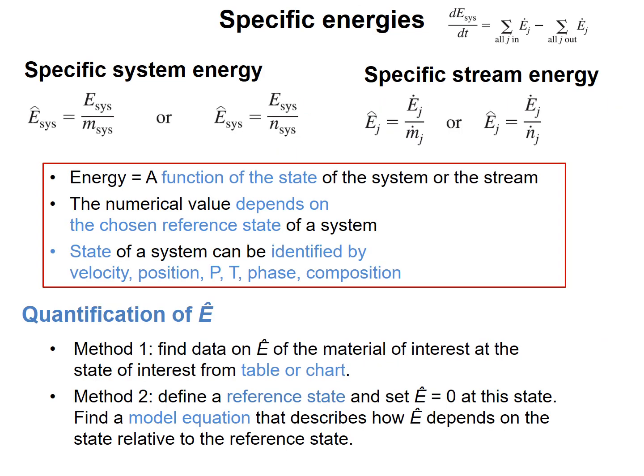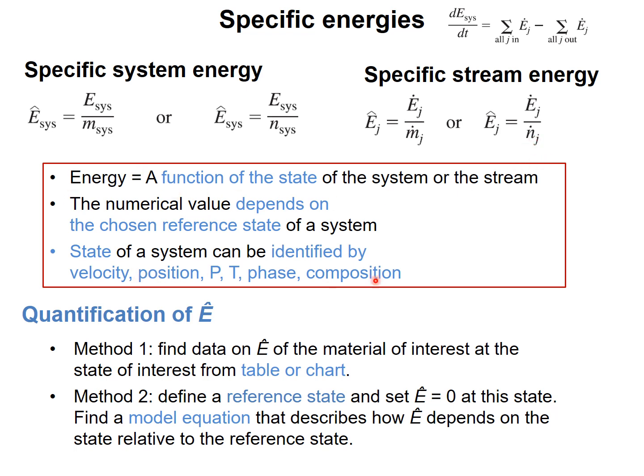Let me define specific energies. Specific system energy is Ê with subscript system. It means the specific energy of the system, which is energy per mass or energy per mole. That is the specific system energy. How about specific stream energy? Ê_j flow is equal to the energy flow of the j stream per mass flow rate of the corresponding stream. Or sometimes you could use moles instead of mass.